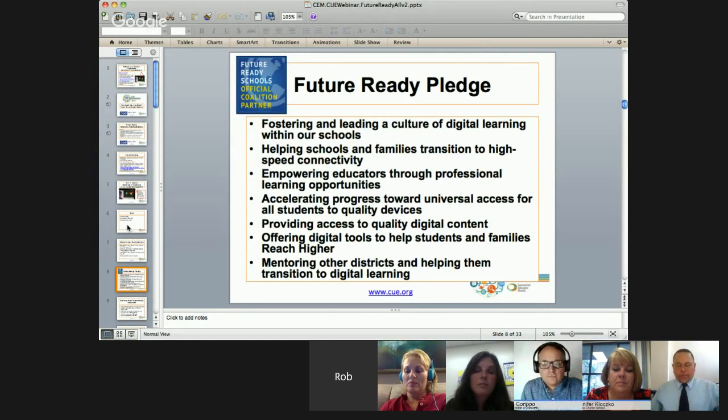The Future Ready pledge really talks about these 7 different areas: leading a culture of change, helping schools and families transition, empowering educators, accelerating progress, providing access to quality digital content, providing digital tools to students and families, and helping them to reach higher, and then working together and collaborating to work with other districts to help them in this transition to digital learning.